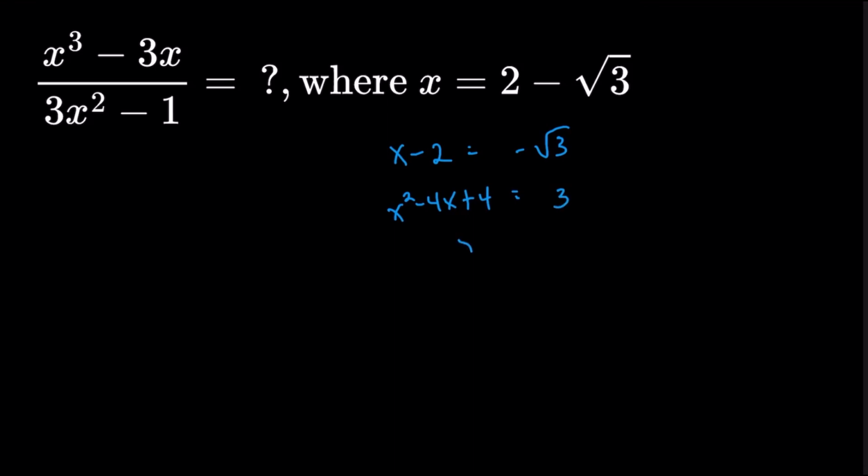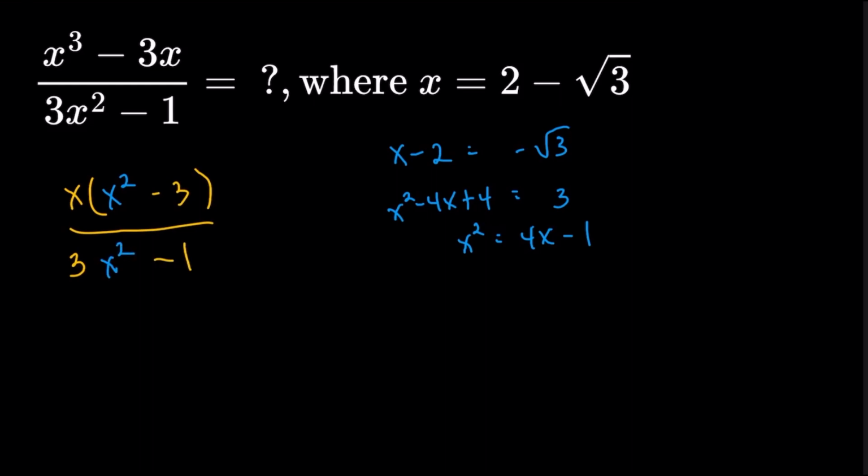So let me put it as x squared equals 4x minus 1. I'm going to write it like that. It's still quadratic, but I'm going to write it in that specific format because I'm going to do some factoring here to help me evaluate this expression. So x times x squared minus 3. And take a look at the terms that I'm highlighting. I have the x squared terms here, so I could try to plug x squared in as 4x minus 1 and then solve the result.